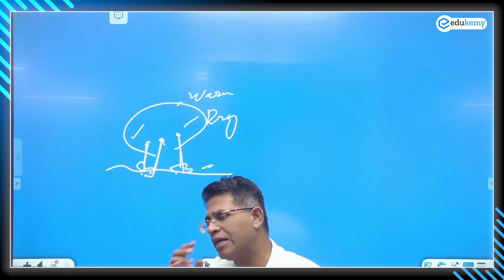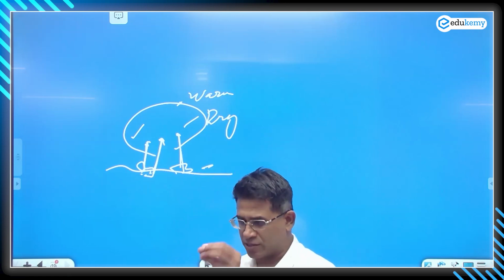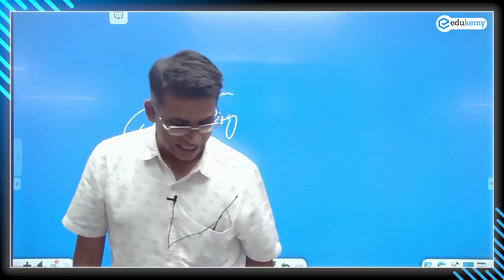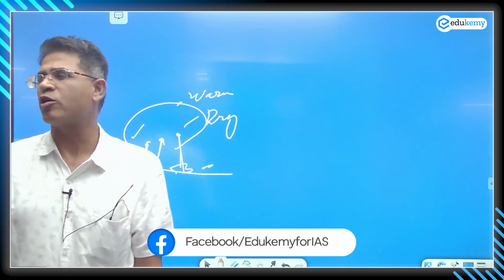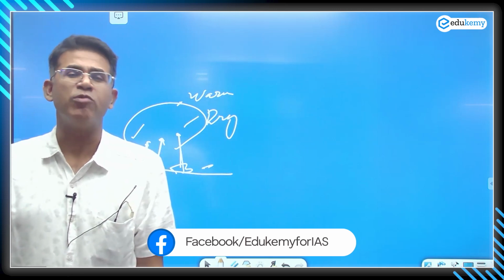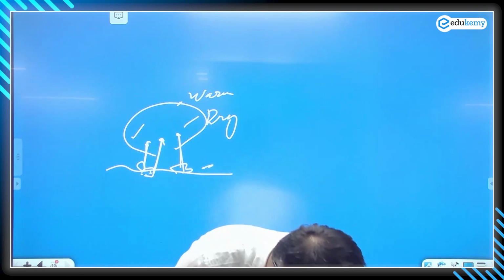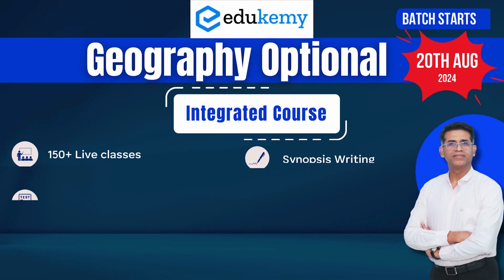So urban areas are not merely receptors of climate change. They're also drivers of climate change and environmental pollution. Okay, this is done.